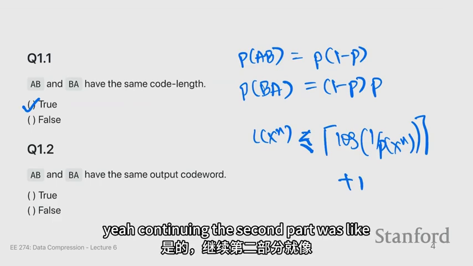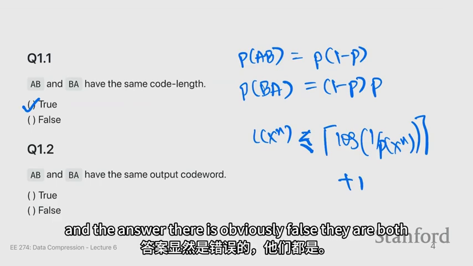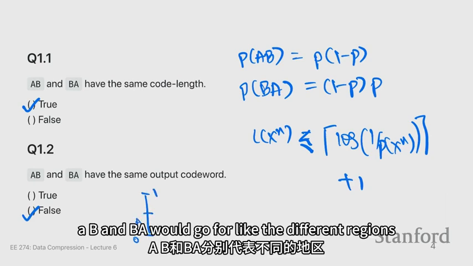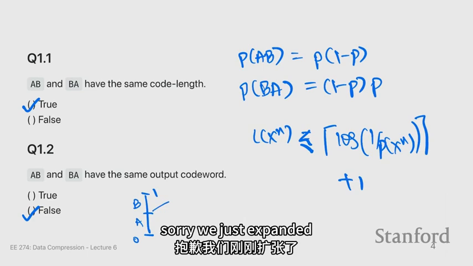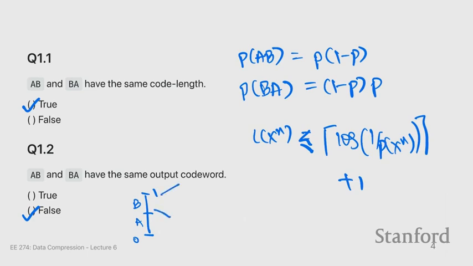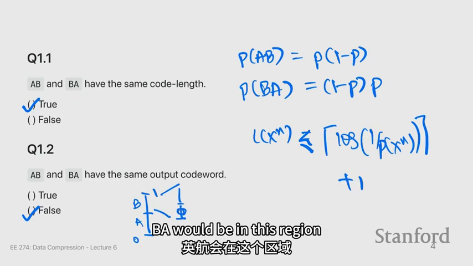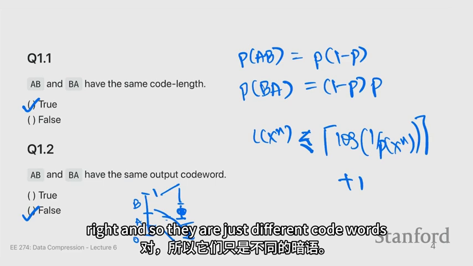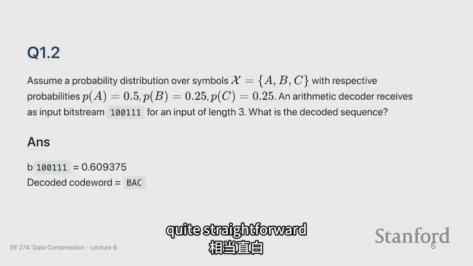Continuing, the second part was: do they output the same code word? The answer there is obviously false. If we look at the 0-1 line interval, AB and BA would go to different regions. Let me expand it out. BA would be in this region, whereas AB would be expanded out in this particular region. So they are just different code words. Quite straightforward. Any doubts on that one?